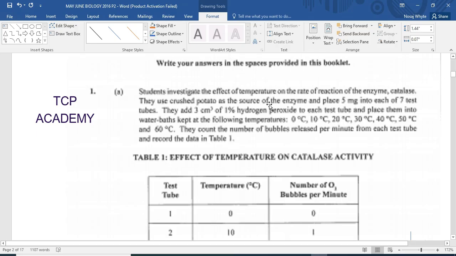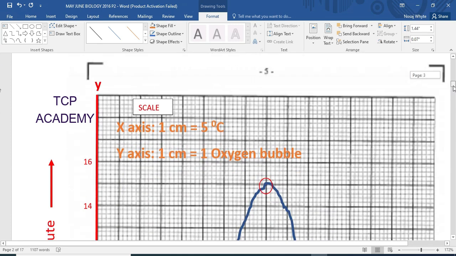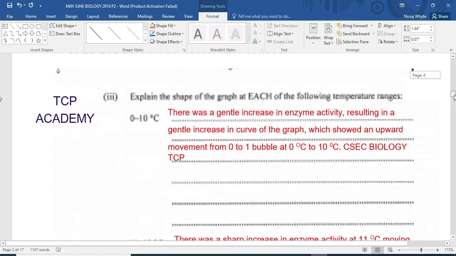We are not looking at the temperature on enzymes. That's not what we're looking at. We are looking at the temperature on the rate of reaction. Hence, the conclusion should be fitting to the rate of reaction and not just to enzyme activity.